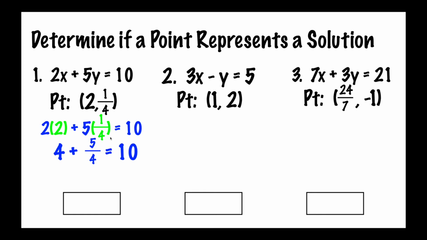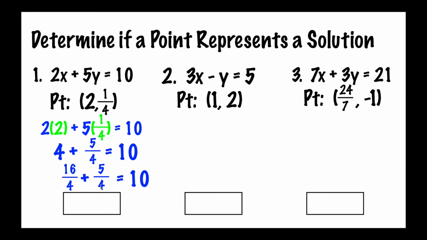So in my mind, without really doing anything further, I kind of know that this is not going to give me a true statement. But if we want to actually put these together, we want to get common denominators here. And so to get common denominators, I'm going to need to change this one, which is currently 4/1, and make that have a denominator of 4. So if I want that to have a denominator of 4, I have to multiply top and bottom by 4, which gives me 16/4 plus 5/4.